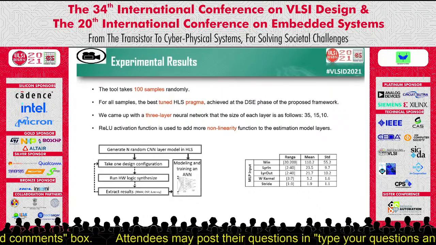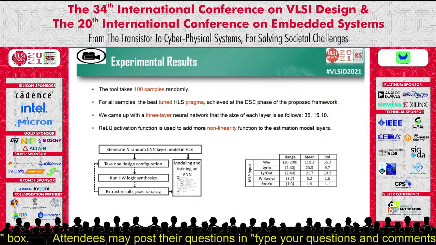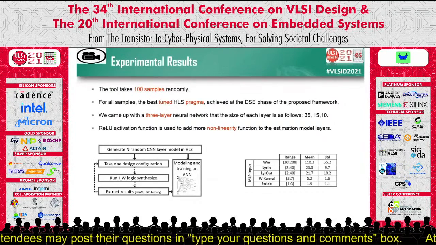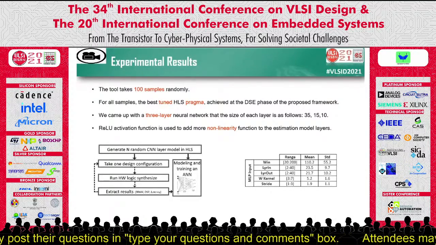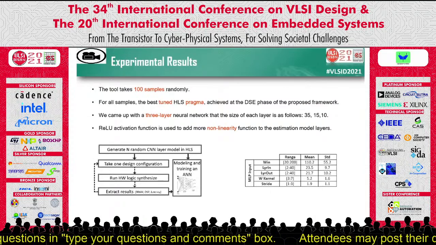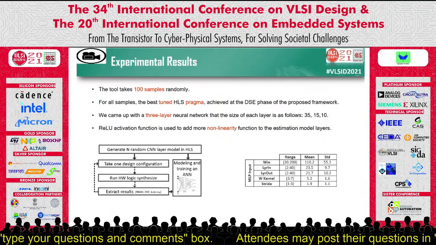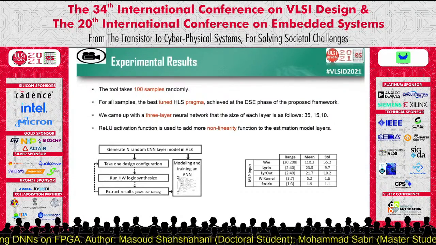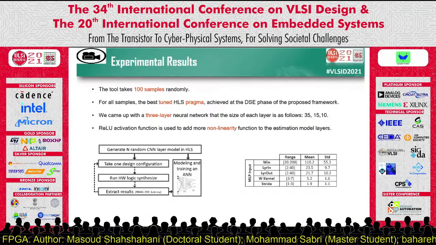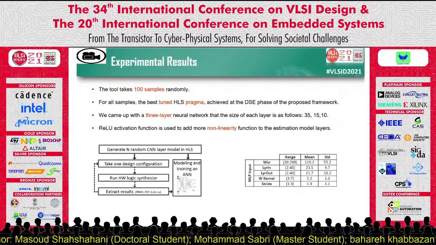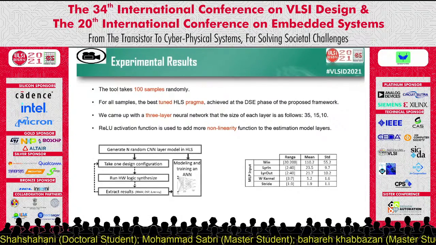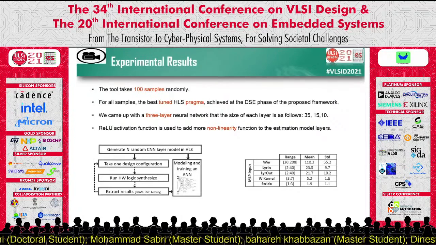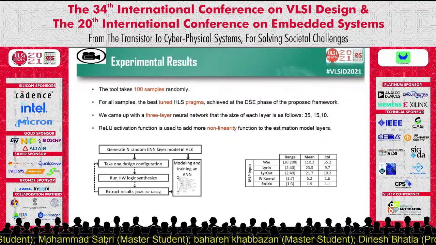After running a few hyperparameter tuning steps on the proposed multi-layer perceptron model, we came up with a 3-layer neural network where the size of each layer is as follows: 35, 15, and 10. Also, a ReLU activation function is used to add more nonlinearity to the estimation model layers.